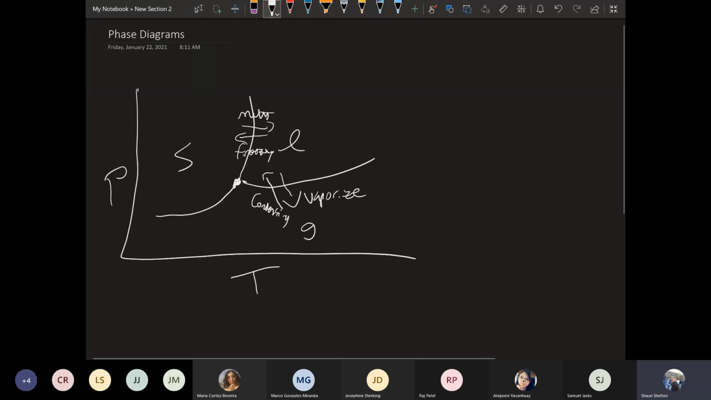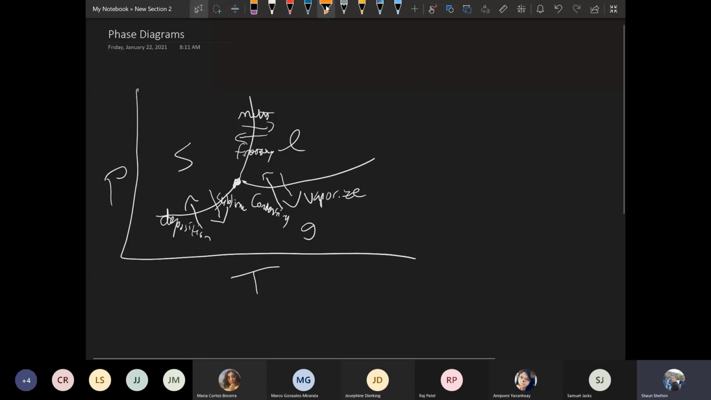Now there's two other ones that we haven't looked at, and that's going from a solid to a gas and a gas back into a solid. So a solid turning into a gas is called sublimation, and then a gas turns back into a solid is called deposition. We talked about those the other day.